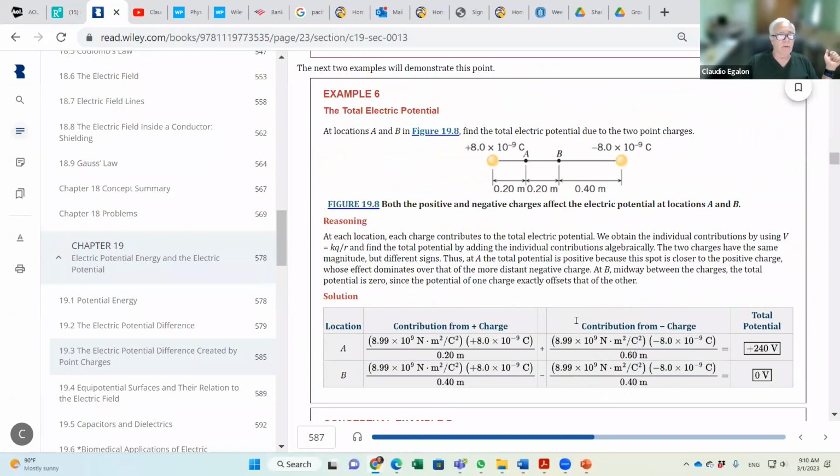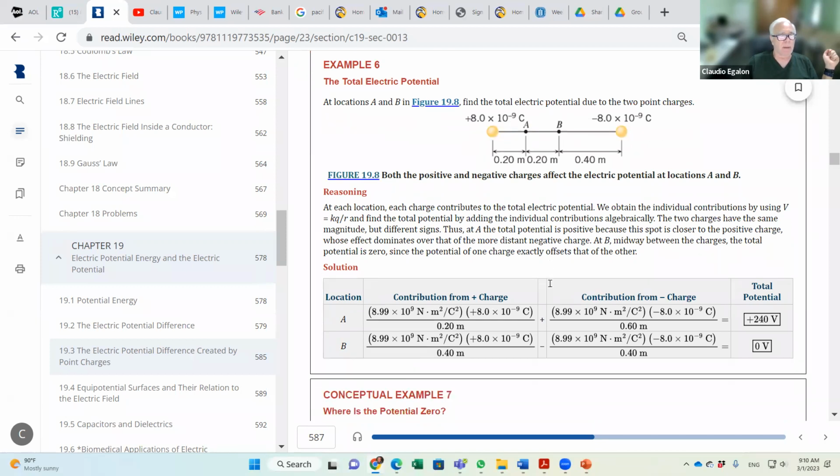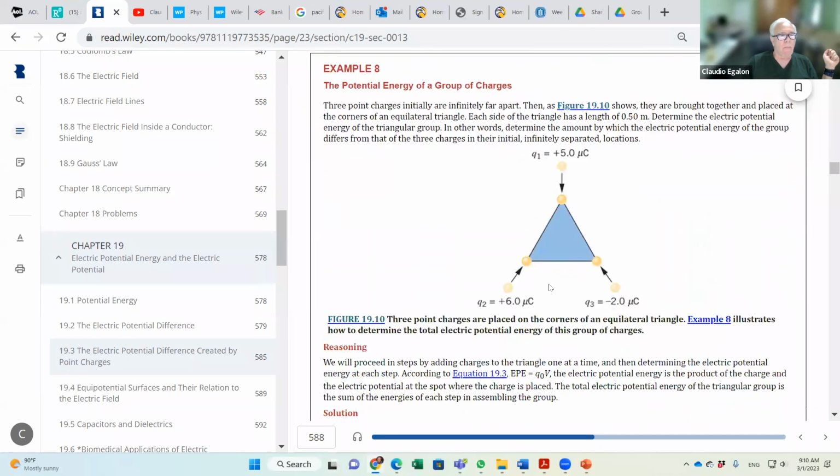Total electric potential: in order to find the electric potential at a given point when you have several electric charges around it, how do we calculate the electric potential due to those two charges at A and B? All you have to do is find the electric potential due to this charge at A and the electric potential due to this charge at A as well, and sum both of them. You get the same for the point B. You sum.